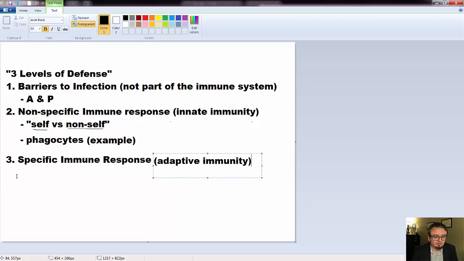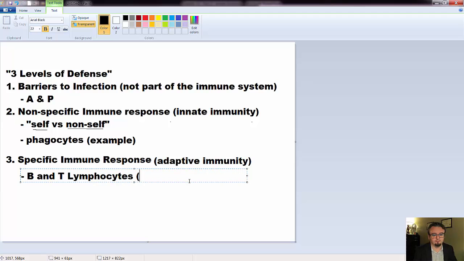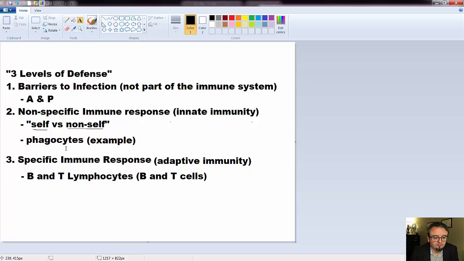Now, the way this works is you have cells called B and T lymphocytes. And the term lymphocyte is just a fancy term for cells. So these are more commonly referred to as B and T cells. Same thing as a lymphocyte, just that's the more technical name for it. So these are both part of the specific immune response.